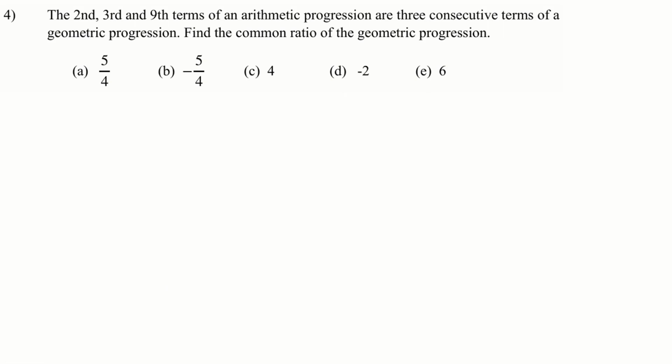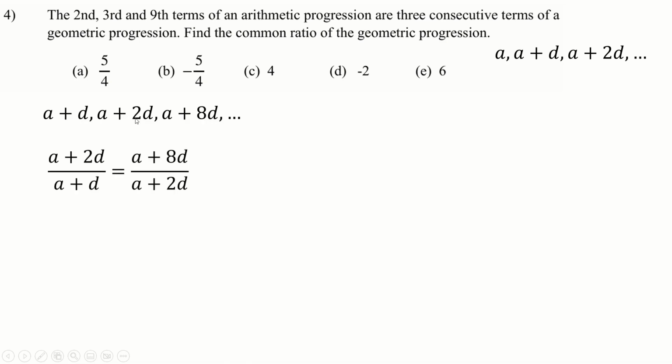We've got an arithmetic progression here. Arithmetic progressions do this. So the second term is a plus d, the third term is a plus 2d, and of course the ninth term will be a plus 8d. And that apparently makes a geometric progression. So what we can say, therefore, is that this over this is the same as this over that, right? Because the common ratio between term 1 and 2 must be the same as 2 and 3.